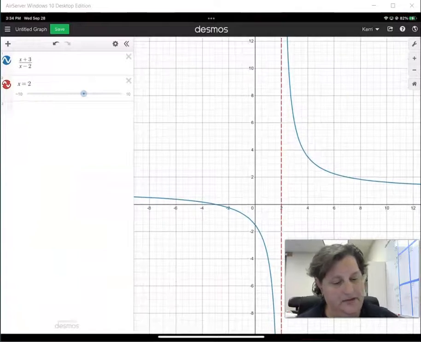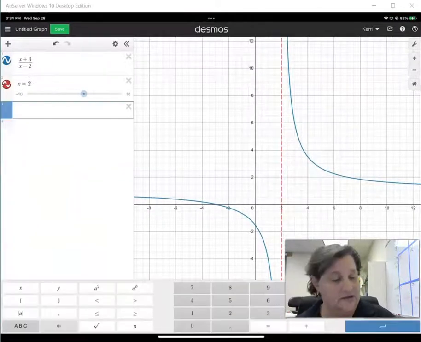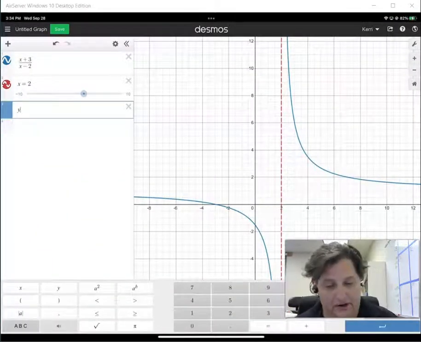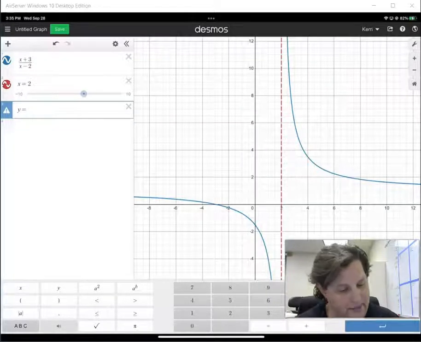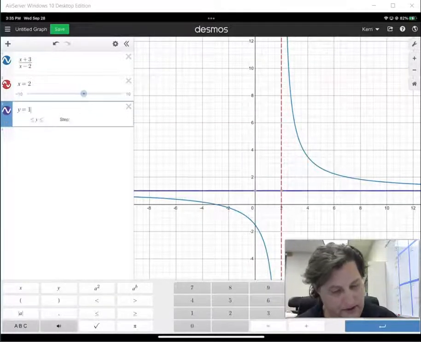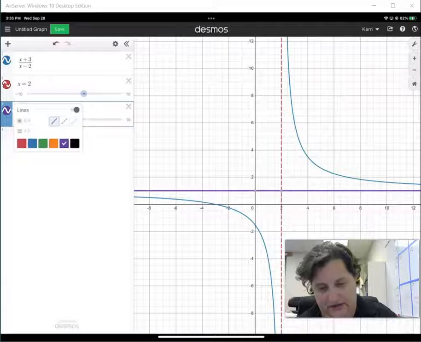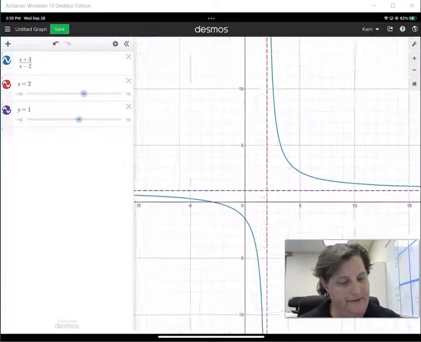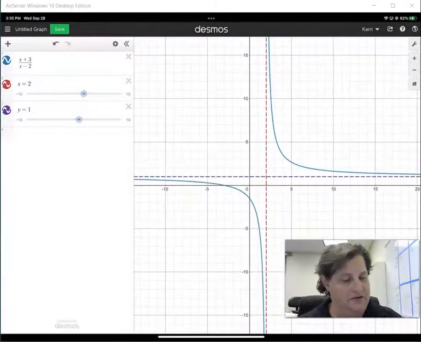All right, this graph right here has, aside from a vertical asymptote, also a horizontal asymptote. And I believe the horizontal asymptote is at 1. Let's check. Yes, it is. That looks good. Make that dashed, all right? So the horizontal asymptote is at 1.